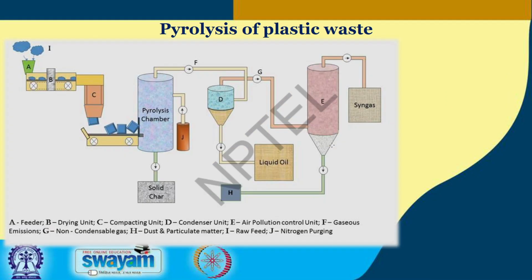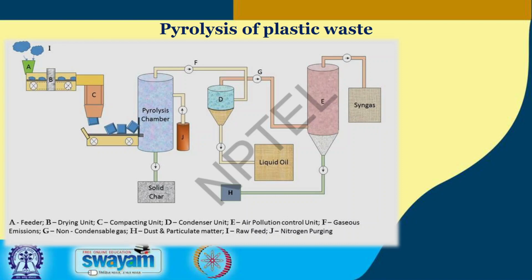So this is the flowchart for a pyrolysis process. Initially, there is a feeder and a drying unit, because if moisture content is there, it will increase the energy consumption for heating. Because it is an endothermic process, we have to apply heat to make these products. So it is an energy consumption process.